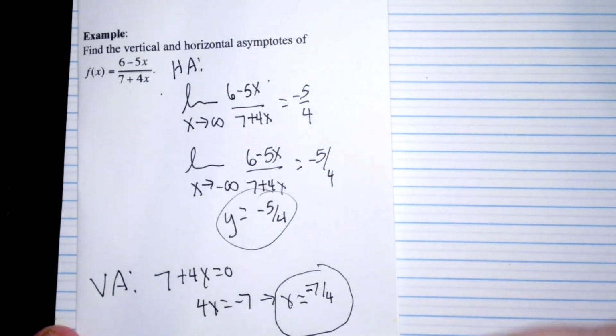Let me say that again. Our vertical asymptote is x equals negative 7/4, and our horizontal asymptote is y equals negative 5/4.